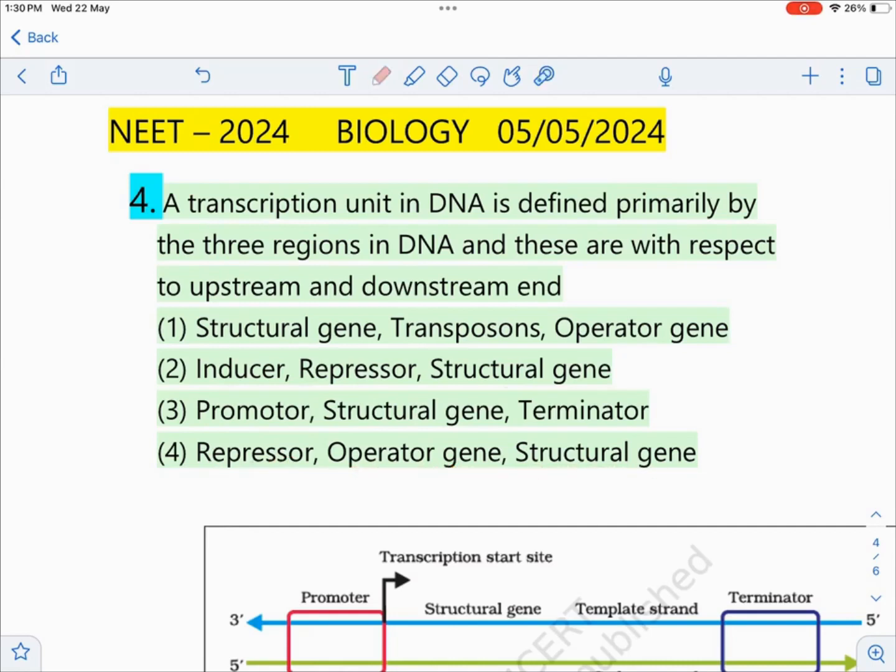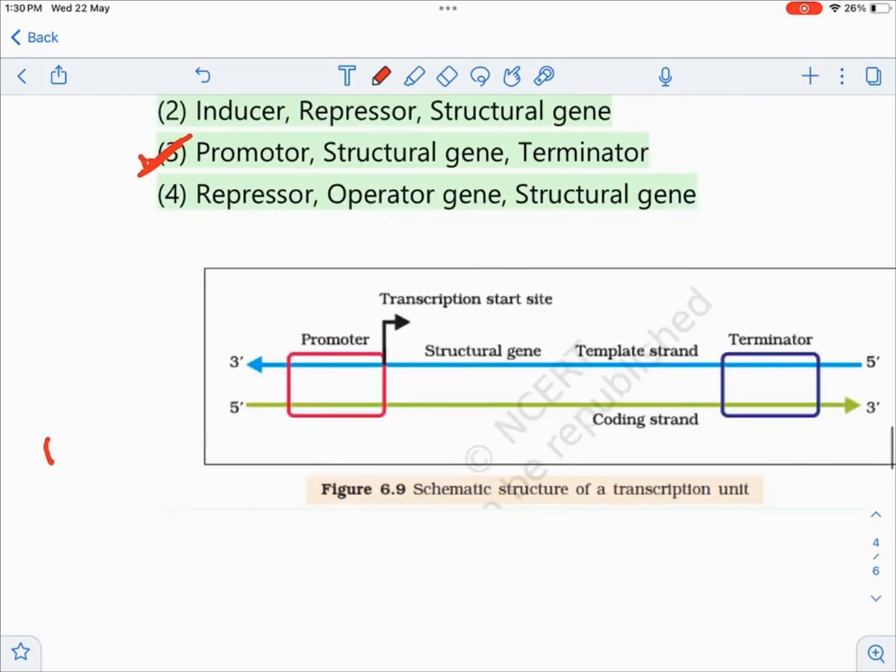You can see in the below NCERT picture promoter, structural gene as well as a terminator with respect to the coding strand. And this question is from molecular basis, NCERT.